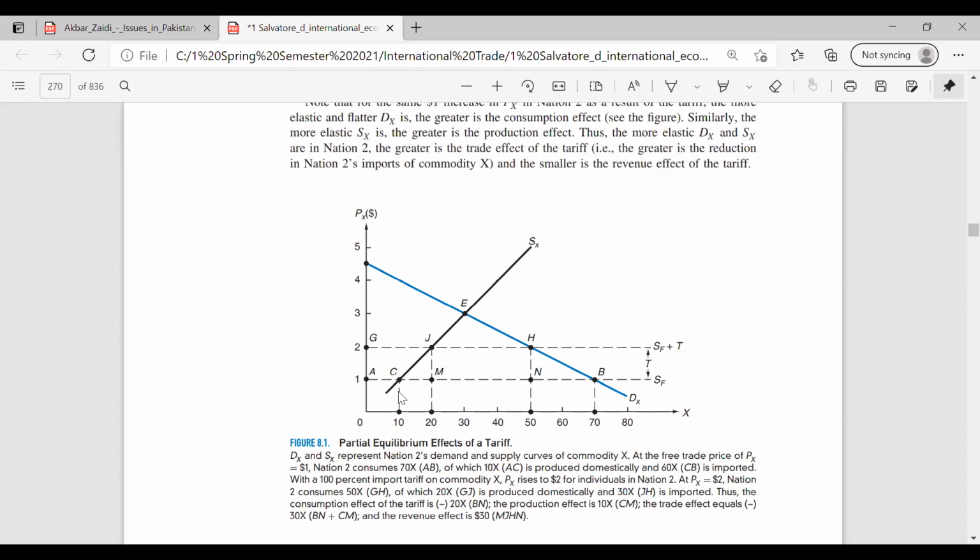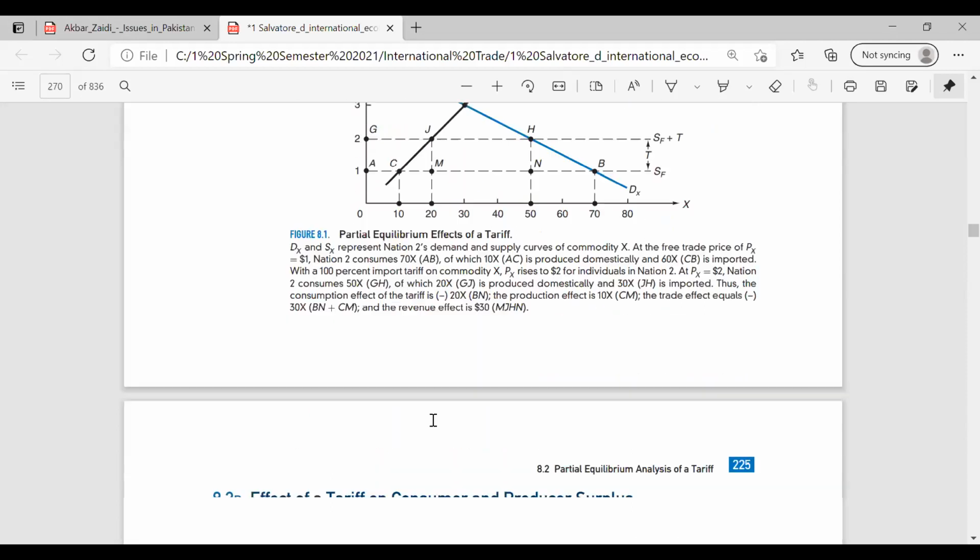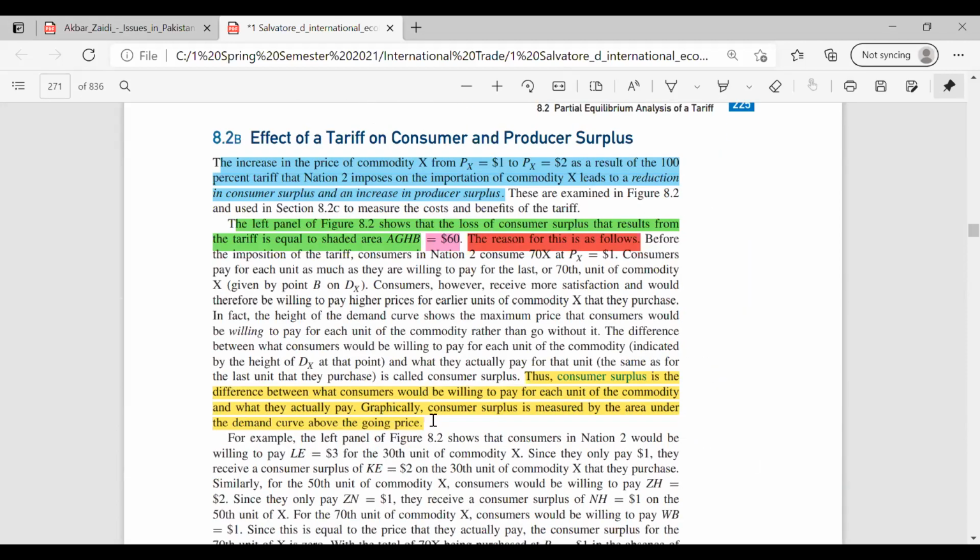After the imposition of the tariff, the price increased by 100% from $1 to $2, and imports were restricted. Consumption is also reduced due to the higher prices, and domestic production increased from 10 units to 20 units. The government collected revenue of about $30. So now we will see the effects of the tariff on consumer and producer surplus, and the overall costs and benefits of the tariff.